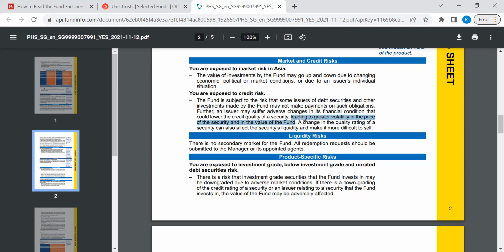So basically, if the specific bond you are invested in, the debtor, the person who owes the money, becomes less credible, the credit rating goes down, so the bond might lose value. The market price of the bond might go down. A change in the quality rating of a security also affects the security's liquidity and makes it more difficult to sell. So we find that when you try to sell the bond, there's actually no buyer who wants to take it. This is speaking from the manager's point of view.